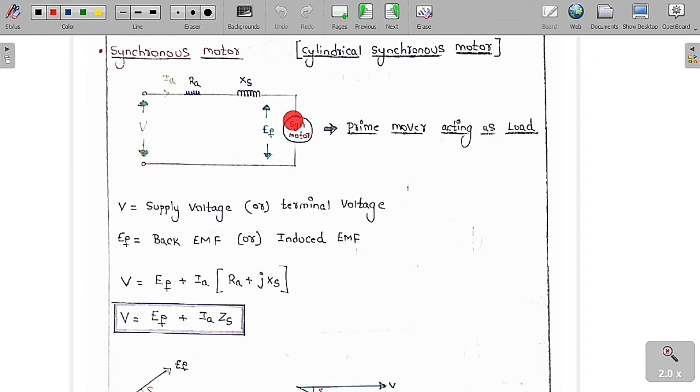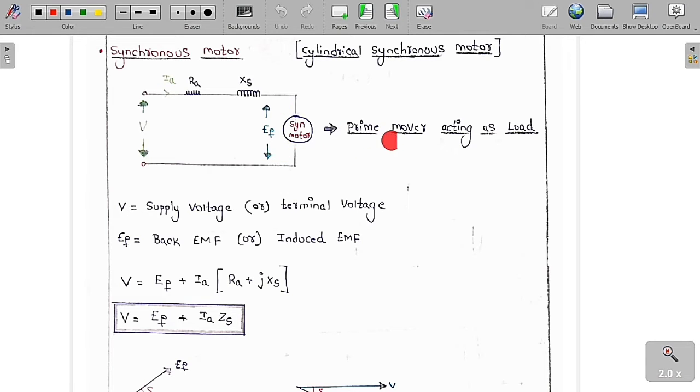This is a synchronous motor. In the synchronous motor, I am going to consider only the per phase diagram. So EF is called the EMF induced per phase, this is RA and this is XS, and this is the per phase terminal voltage. Here we are going to give the per phase input voltage, and this is the armature current entering here.